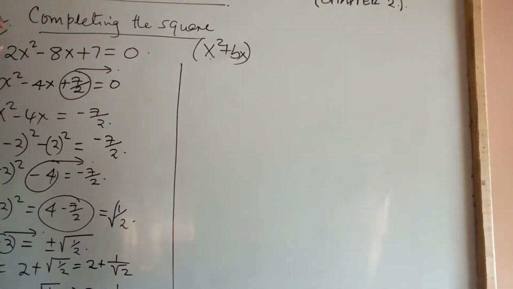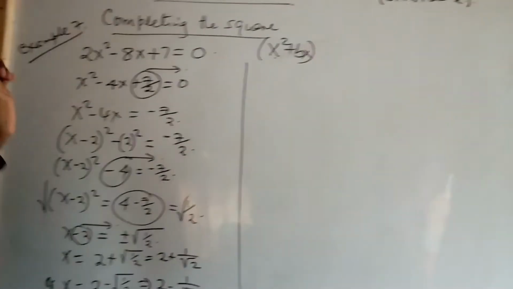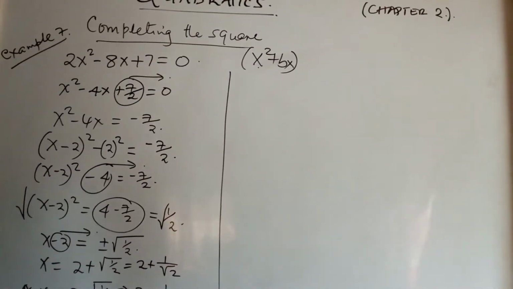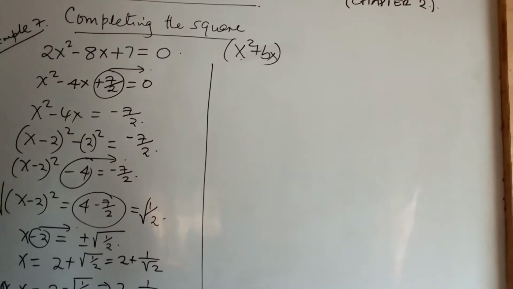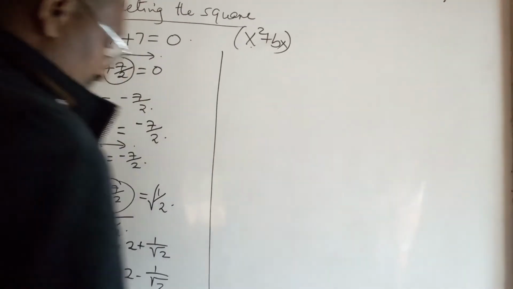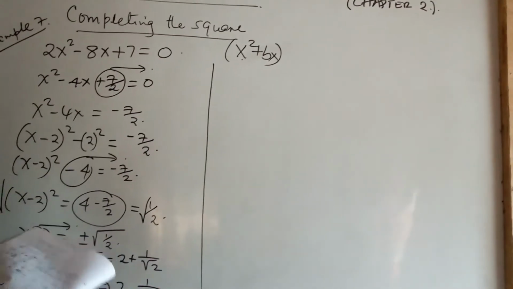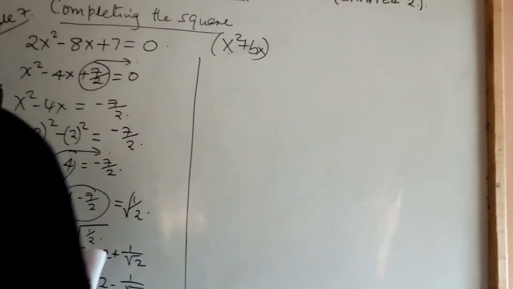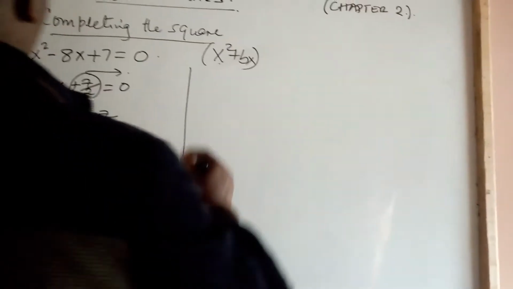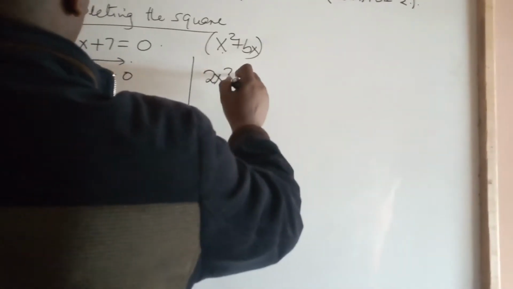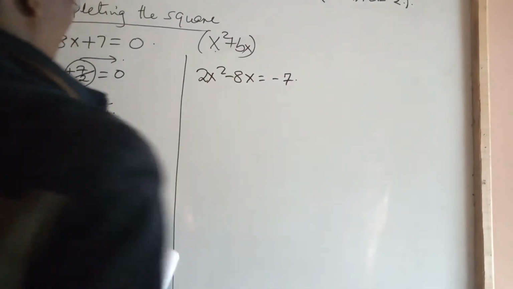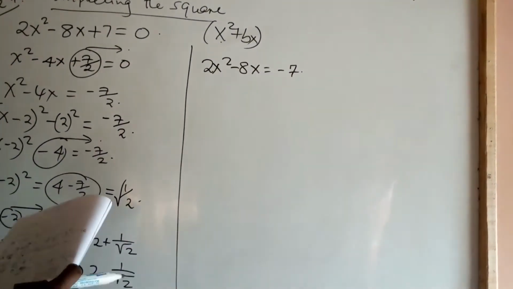Instead of dividing by 2 at the very first step, I would wish to leave it that way and have something that may look like this at the end of the day. So 2x squared minus 8x is equal to minus 7. I have not divided by 2 anywhere.